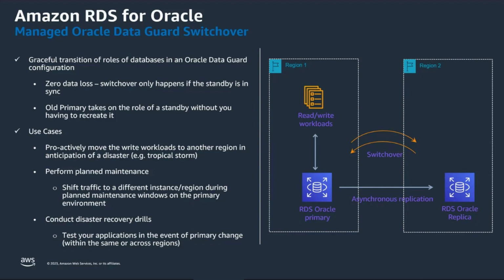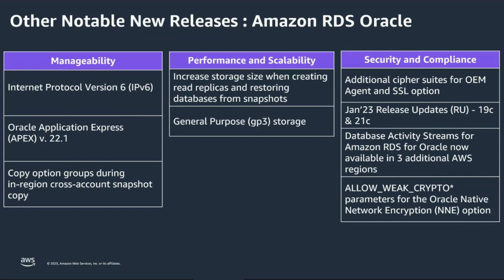In the next slide, we will look into some other notable features released recently for RDS for Oracle. In manageability, we have support for IPv6, Oracle Apex version 22.1, and now we can copy option groups while doing in-region cross-account snapshot copies. In performance and scalability, there is now provision to increase storage size when creating read replicas and restoring databases from snapshots.